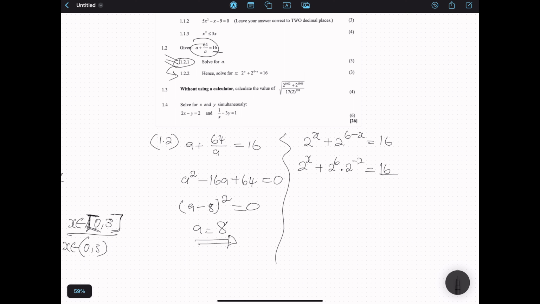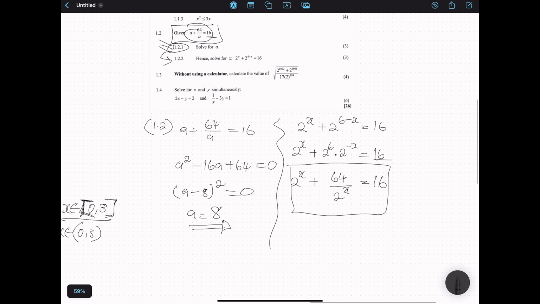So we're going to have 2 to the x plus, this can be written as 2 to the exponent 6, which is the same as 64, divided by 2 to the x, because we are just changing the sign, equals 16. If you look at this and you look at this, they are kind of the same. If you substitute 2 to the exponent x to be a, then you're going to have a and 64 over a, which is the same as that equation, right?